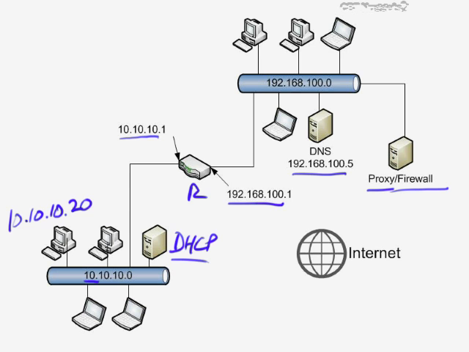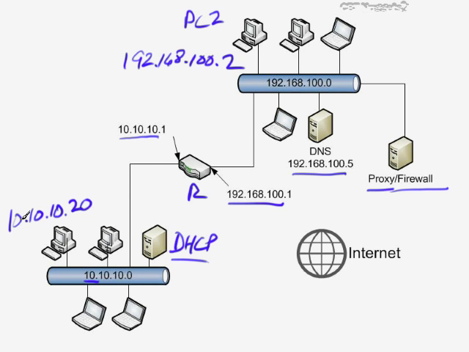Now, also we talked about DNS briefly a little while ago. Let's get a little bit more detail about what DNS does for us. Let's say, for example, that I've got a computer called PC2, and it's at 192.168.100.2, something like that.